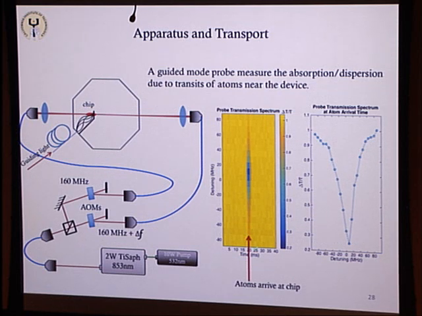And so this is an example of some of the spectra that we're able to take in the lab. This is a probe transmission spectrum.